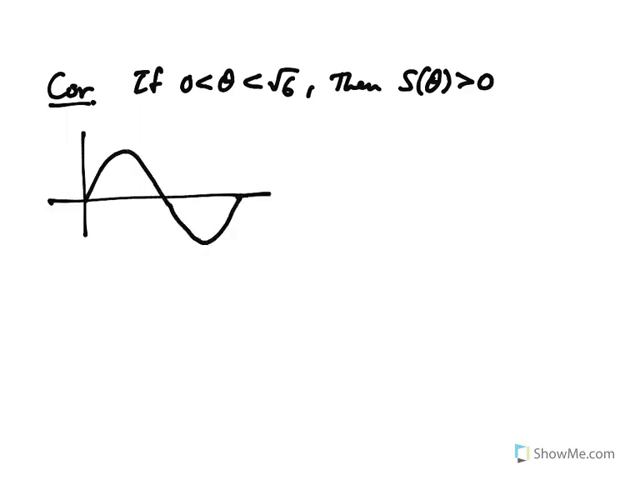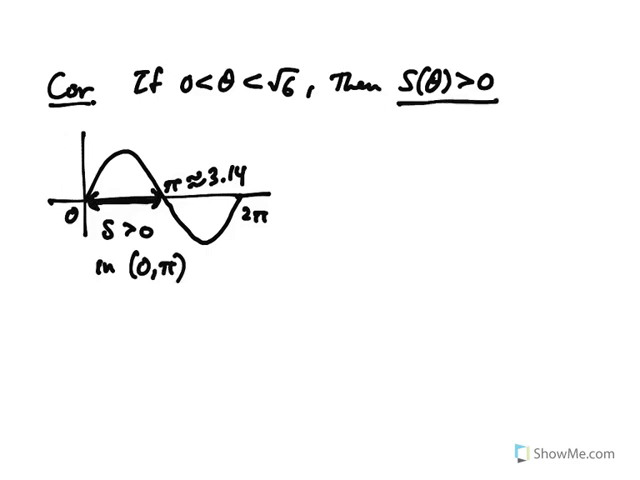And we know from previous experience what the sine function looks like graphically between 0 and 2 pi. And we know that it's positive between 0 and pi, actually. Pi being about 3.14. So in this range here, the sine function, the capital S function, is actually positive in that open interval from 0 to pi. This is a weaker theorem because I'm only saying that the capital S function is positive in the open interval 0 to root 6.